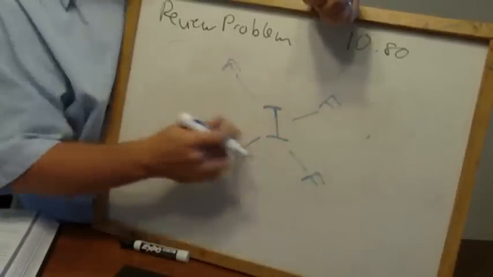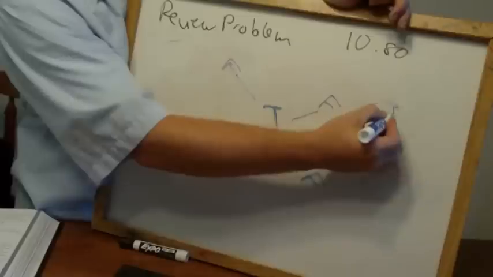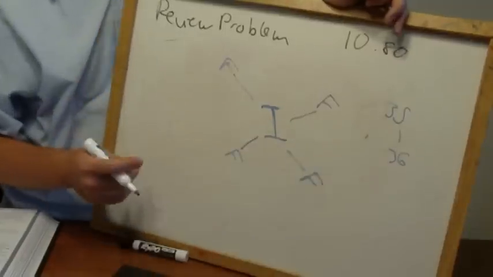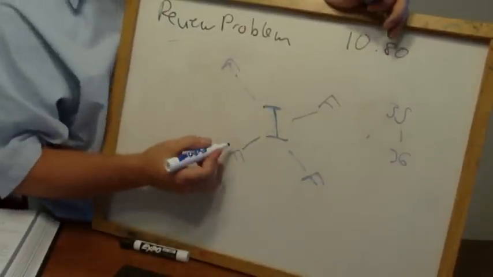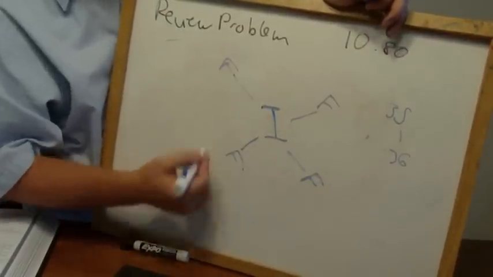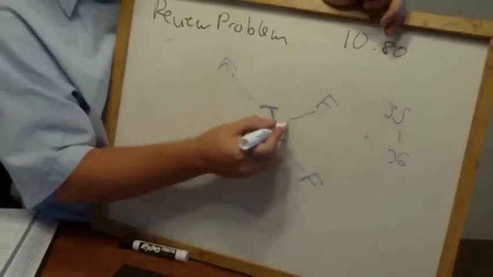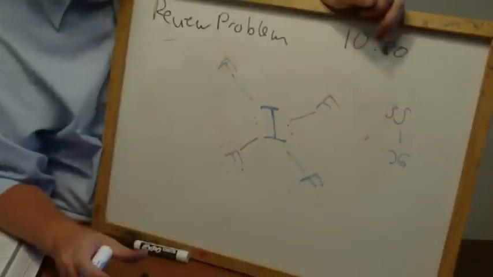One, two, three, four, five halogens. 7 times 5, that's 35. We have plus 1 electron, so there's a total of 36 electrons in this molecule. Each one of the fluorines is going to have a total of 8. That's 8 times 4 is 32, 33, 34, 35, 36.